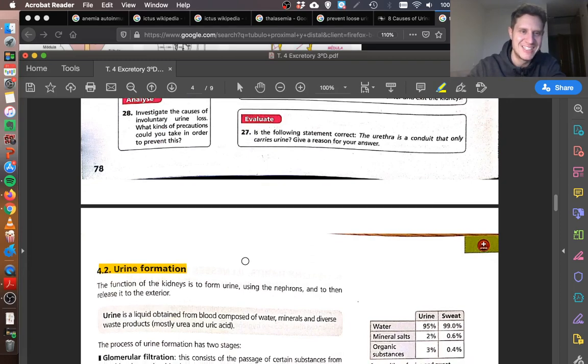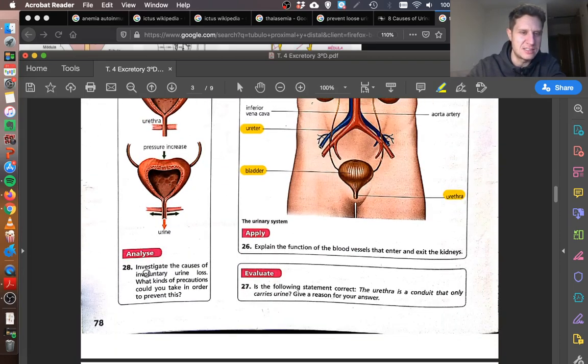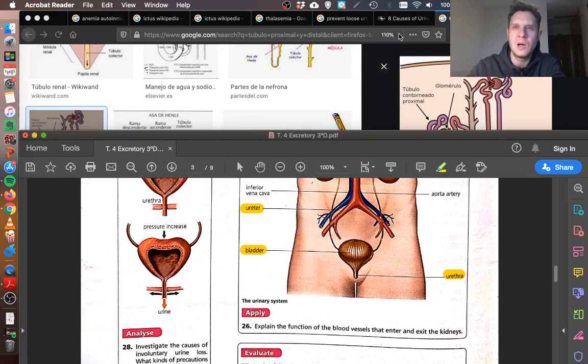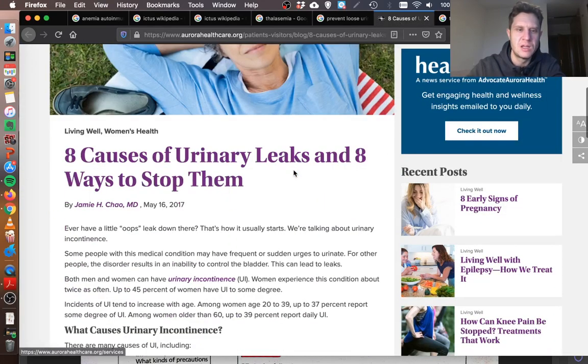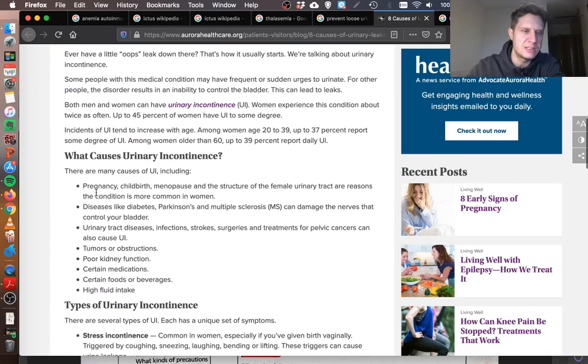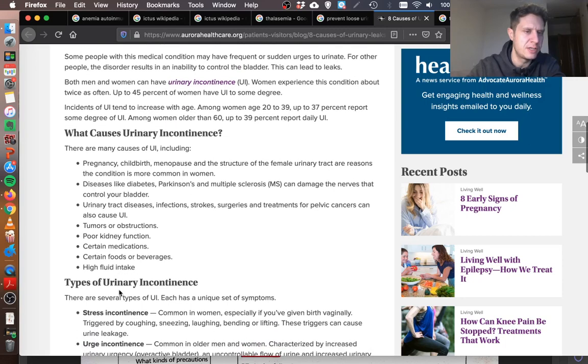Don't forget. Okay, 28. Analyze. Investigate the cause of involuntary urine loss. What kind of precaution could you take in order to prevent this? Okay, I found out these causes: pregnancy, diseases like diabetes, urinary tract disease, infections, strokes, surgery, tumors, poor kidney function, certain medications, certain foods, and high fluid intake.